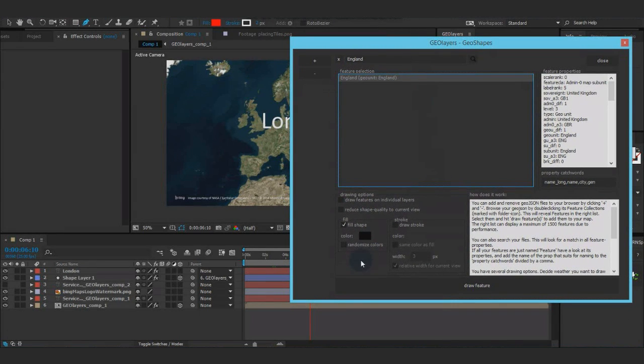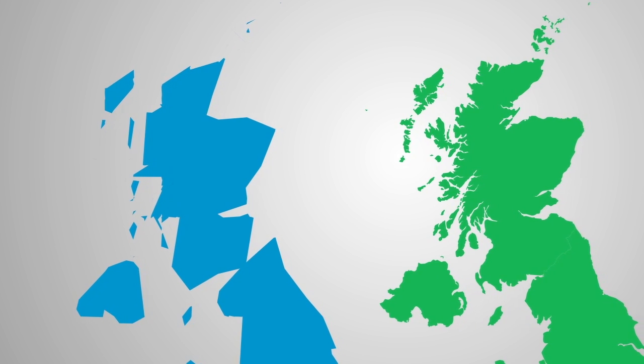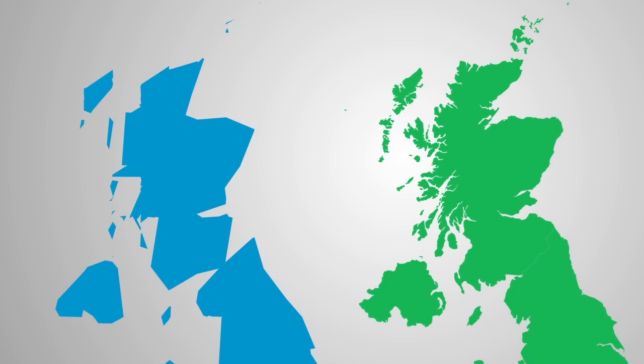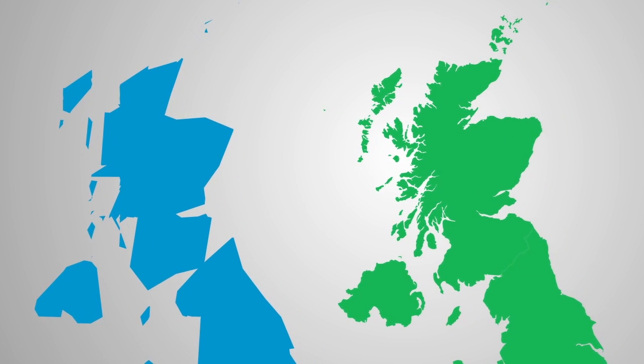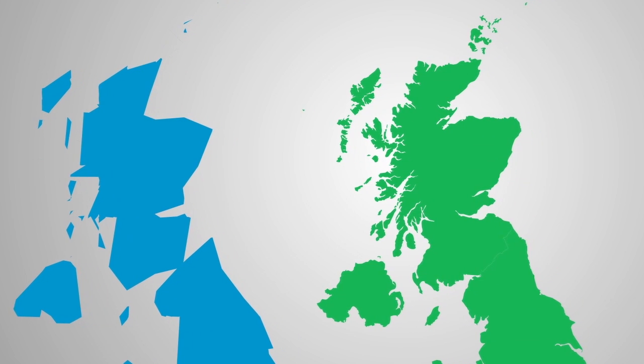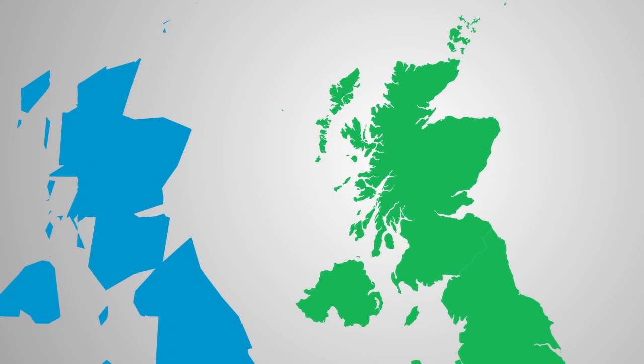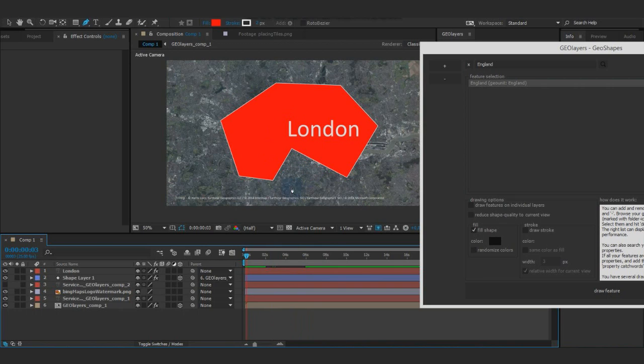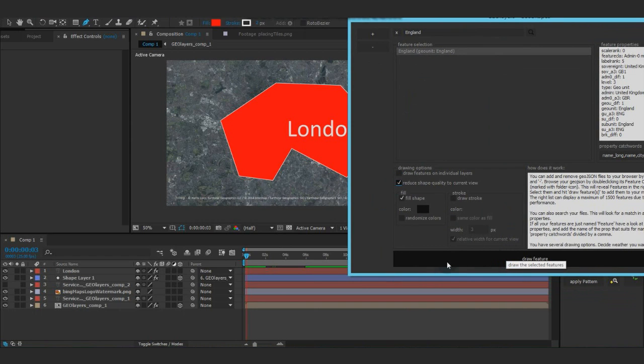But what you want to worry about is drawing options. You can either draw the features on individual layers or on one layer if you have more than one feature selected. But right now I've just got one, so I don't need to worry about that. Then the second checkbox is reduce shape quality to current view. If you have a lot of shapes, this will really slow down your project. If you check that, it's going to reduce the quality of the shapes according to the view that you have at the moment when you create it. So if you want to do that cleanly, you should go to the furthest zoomed-in point of your map and then click draw feature.